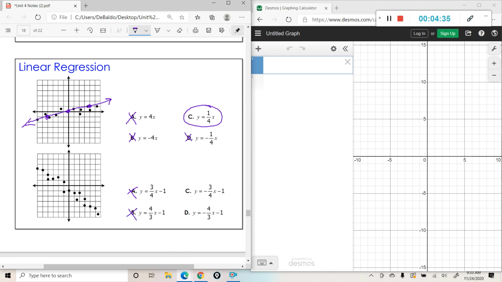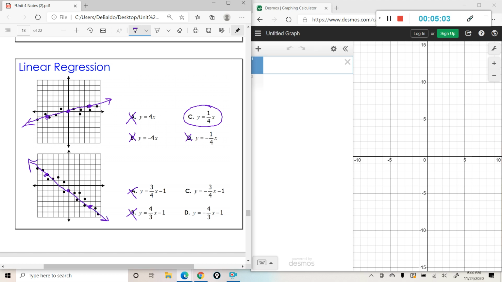And I'm going to go ahead and take a look at C first. Let's take a look at C. My y-intercept is -1, so I'm going to go ahead and plot him here. And my slope is -3/4. So that's 1, 2, 3, 1, 2, 3, 4. That leads me to right about there. And then I'll go 1, 2, 3, 1, 2, 3, 4, right about there. And you can see that this equation looks pretty good right through that data.